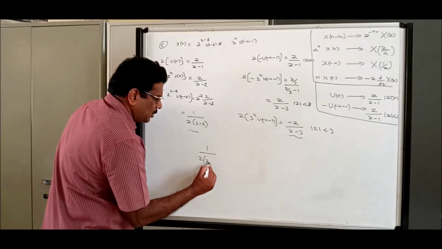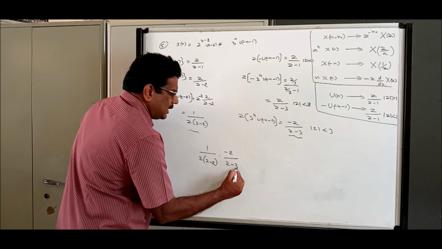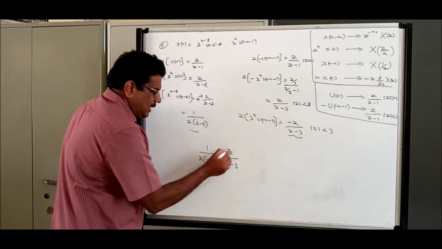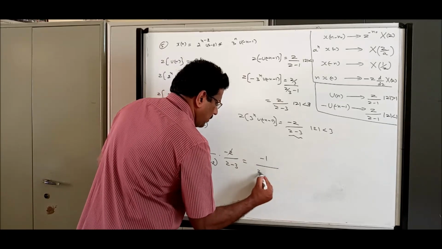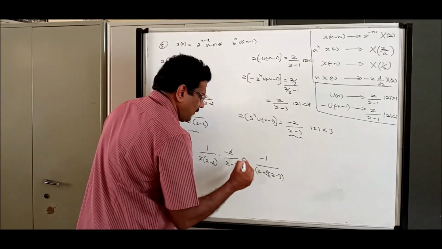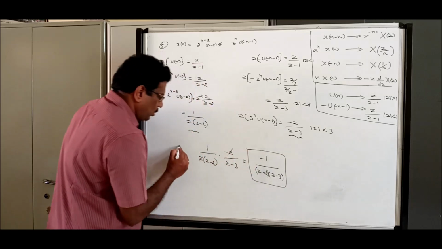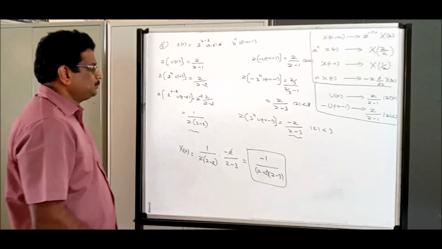1 by Z into Z minus 2, multiply by minus Z by Z minus 3. That's all. This Z and this Z cancel. And what is the result? Minus 1 divided by Z minus 2, Z minus 3. This is your final answer. Who is the X of Z? But what about the ROC?